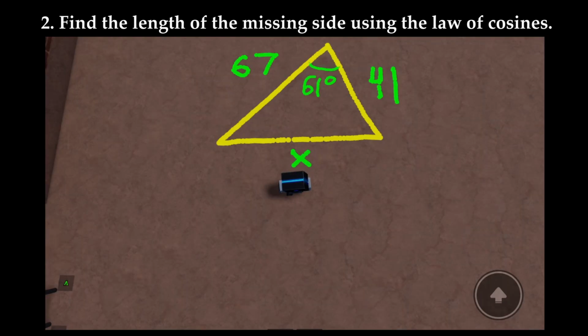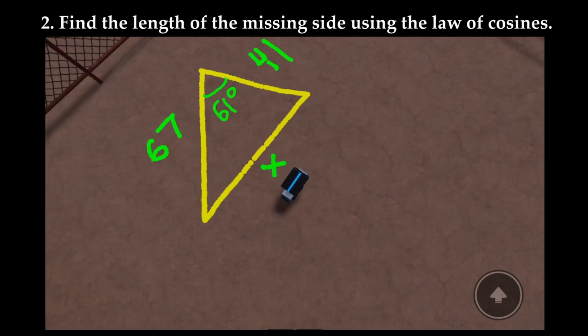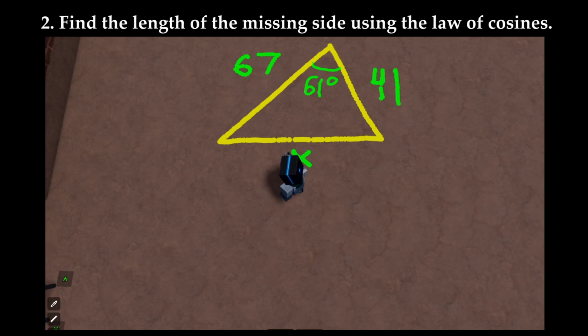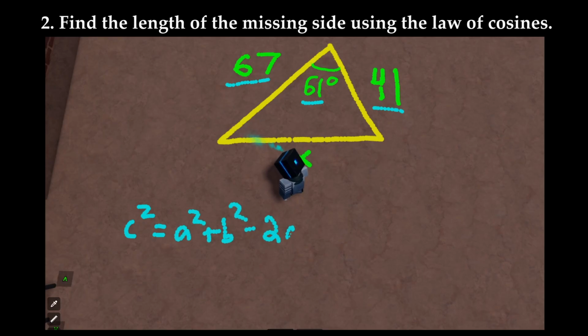In this problem, you have a triangle with side lengths of 67, 41, and an angle between them of 61 degrees. And we need to use that to solve for how long side x is. So whenever you have an angle and you have two sides right next to it that are all given to you, that's an indication that the law of cosines is the formula you want. So let me write down the law of cosines. It states that c squared is equal to a squared plus b squared minus 2ab times the cosine of angle C.